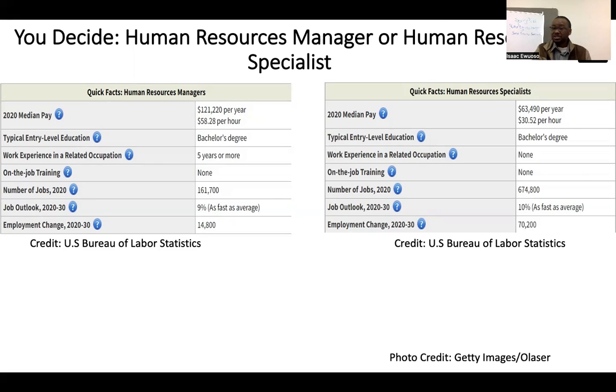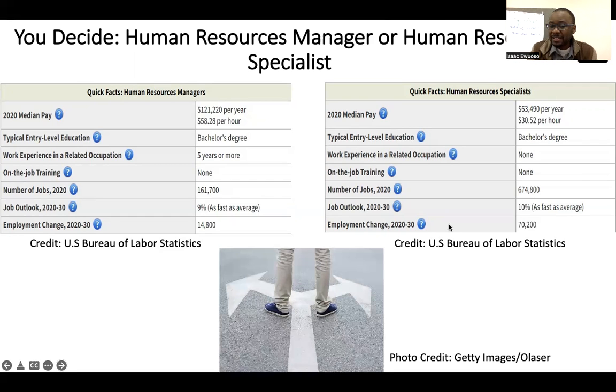Both offer some advantages, and there are some, if you want, call it disadvantages. If you're interested in money, it looks like it's human resources manager, but you just need to remember that you need lots of years of experience in order to really work as a human resources manager. But you don't have any need for training or any related work experience as a human resources generalist. So you can make the decision based on these facts if any one of them is appealing to you.